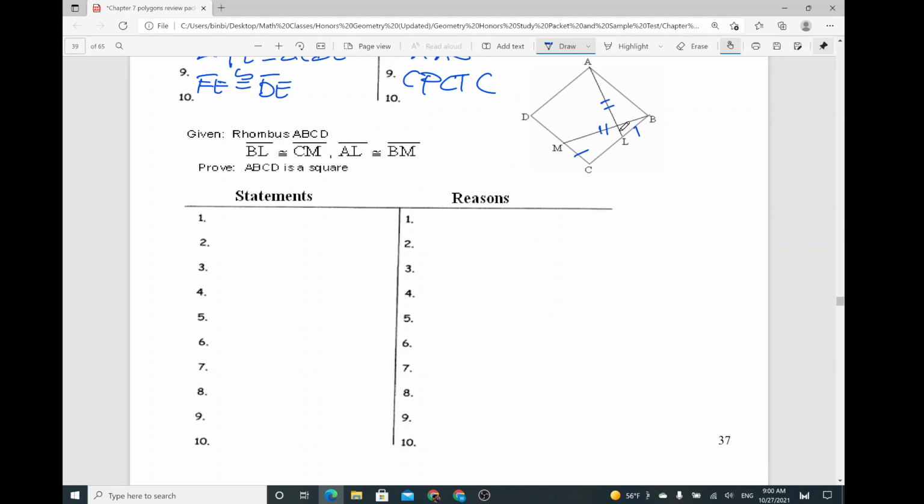Okay, so one thing that we need to show here, ABCD is a square. In order to prove that ABCD is a square, not only do we have to prove those four sides are congruent, but also we need to prove that the corresponding angles are congruent as well. And also we need to prove that they are 90-degree angles.